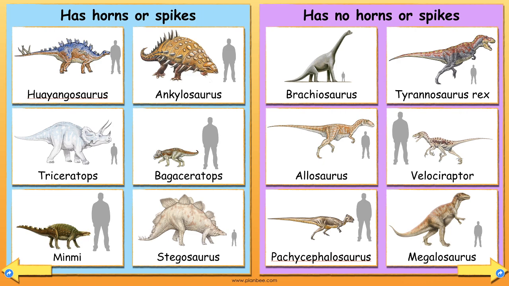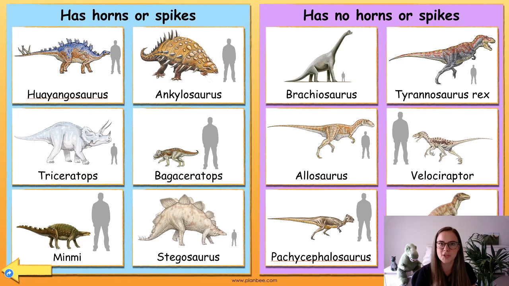What other ways do you think we could group these dinosaurs? Are there any other ways? Well done. So someone said that you group them based on how big they are. So the shadows of the people there help you to see how big they are in comparison to a human being. So you could group them on how tall or small they are. Brilliant. Is there any other ways you could group those dinosaurs? What do you think? So yeah, someone says size.